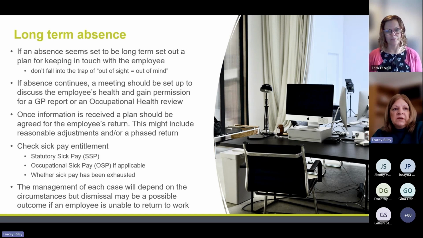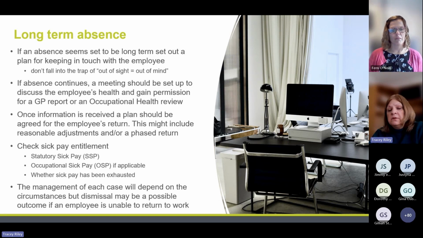The management of each case will, of course, depend on the circumstances because everybody's different. No two people will be treated the same, even if they've got the same medical condition. However, it is a possible outcome that if the employee is unable to return to work, you might have to end up in a dismissal procedure.